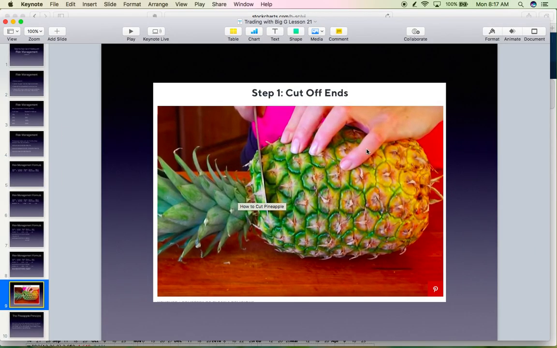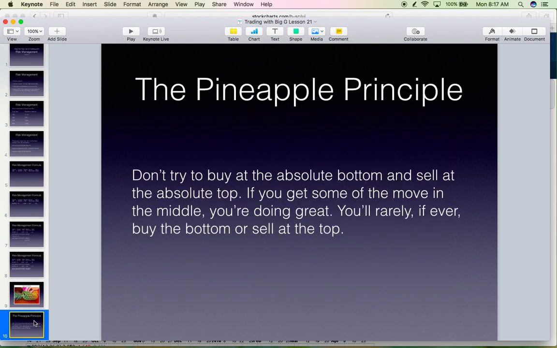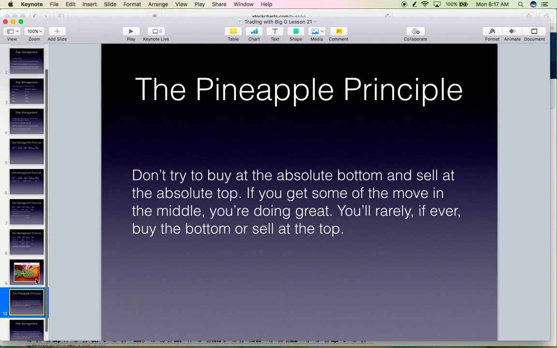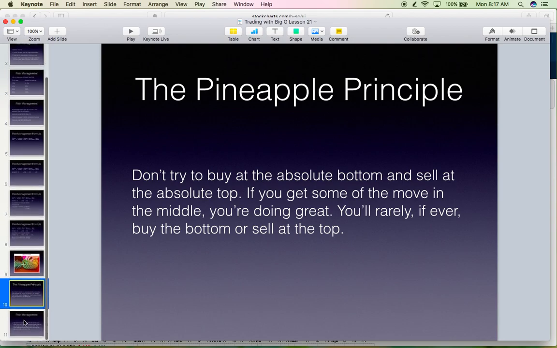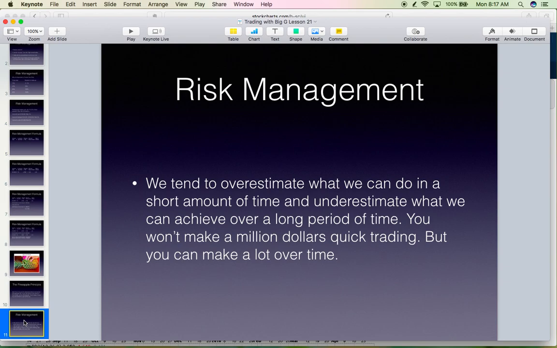So just remember the pineapple principle, that you're not going to buy at the absolute bottom, you're not going to sell at the absolute top. If you get some of the move in the middle, you're doing great, but you'll rarely, if ever, buy the bottom or sell at the top. Last thing for this lesson is, taking small chunks and risking a little bit and making a little bit is all you need to do.